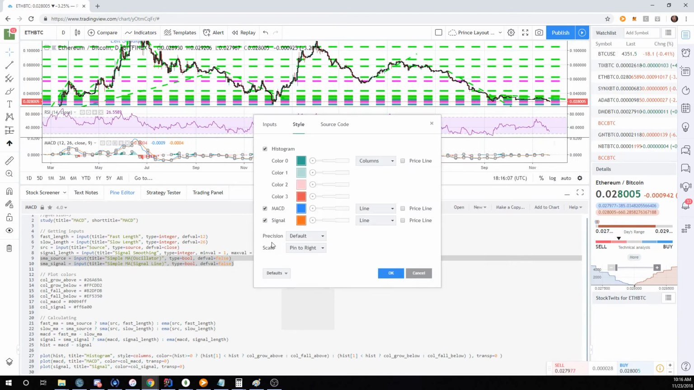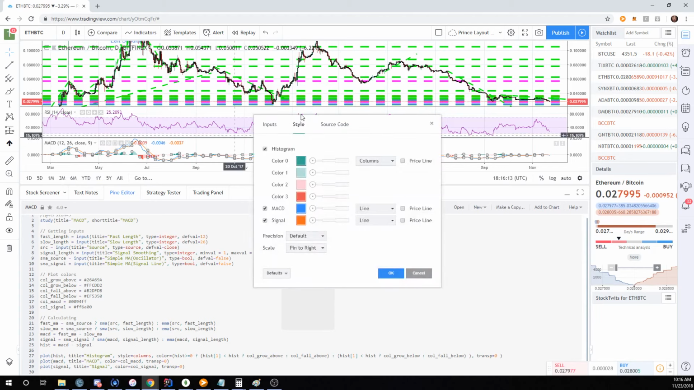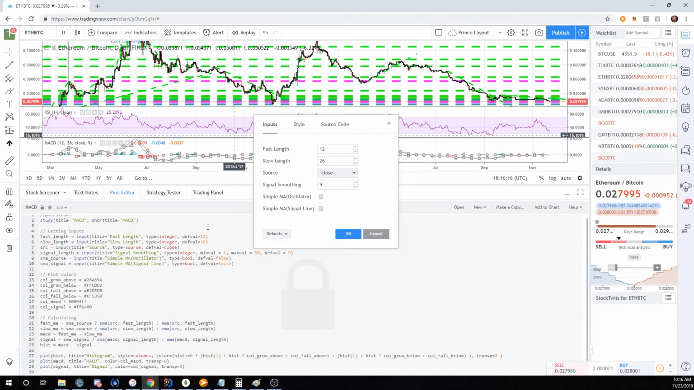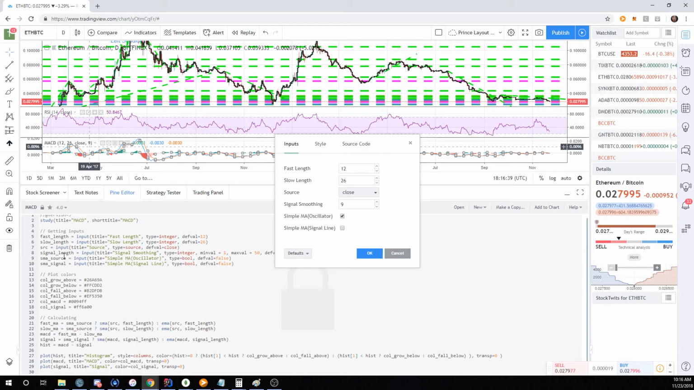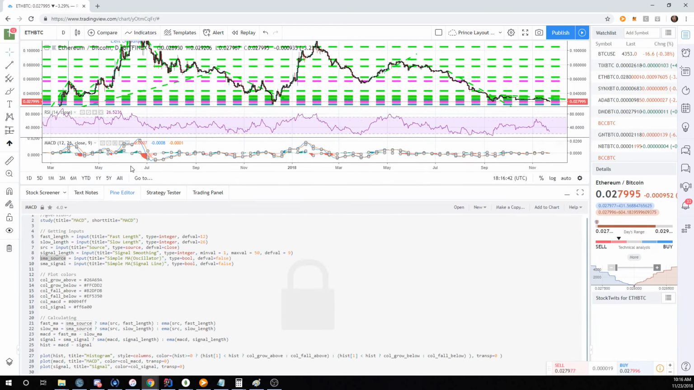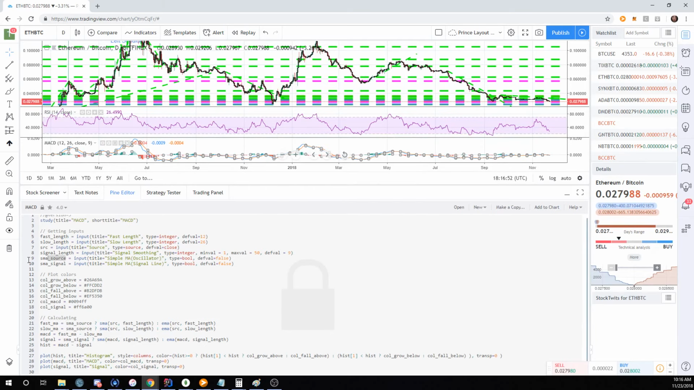All of these are changeable, right? That's why they're inputs. All these are changeable right here. The 12, the 26, you can change it to anything. Doesn't have to be the close. There's the default value of 9 right there. And then the 2 booleans. Okay. So if I modify this right here, then this becomes true. SMA source, right? The single MA oscillator. If I click that button, that becomes true. Now, that becomes false.